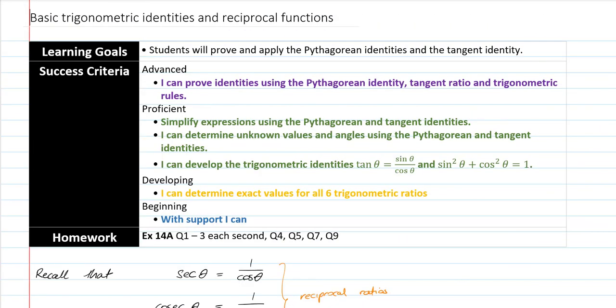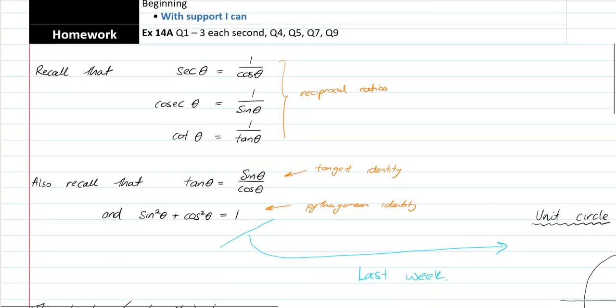Hi and welcome to Unit 2, Topic 2, Video 7. In this video, we're going to talk about basic trig identities. It's probably the main purpose of this topic, to get towards the trig identities. It's the new thing and it's really the specialist-specific thing. So we've got some learning goals and success criteria there, as you would expect.